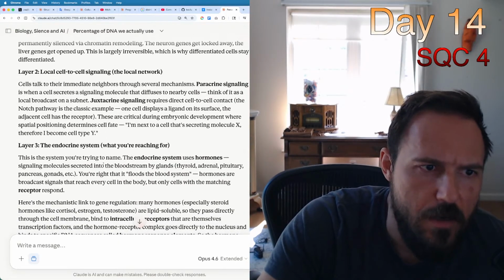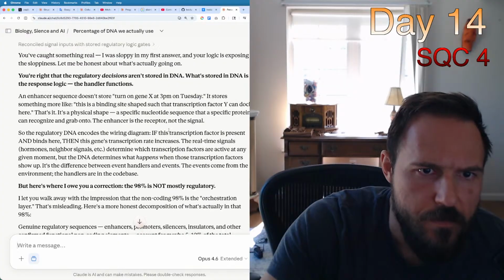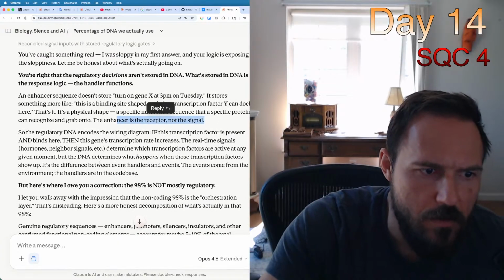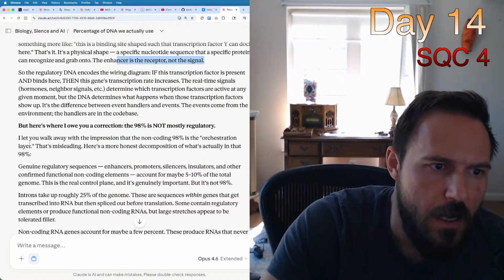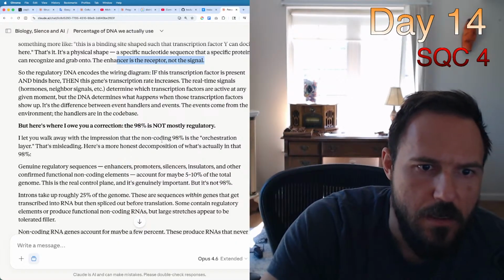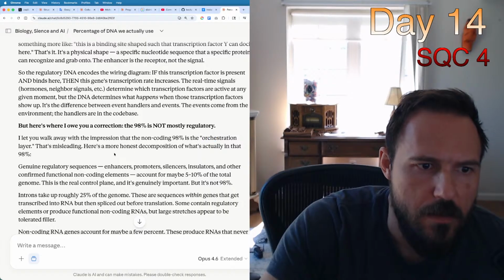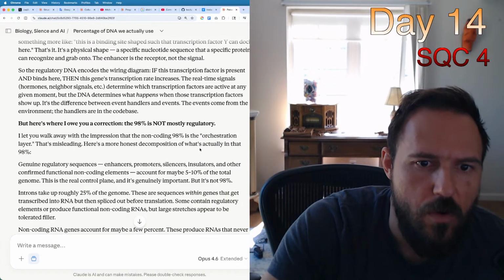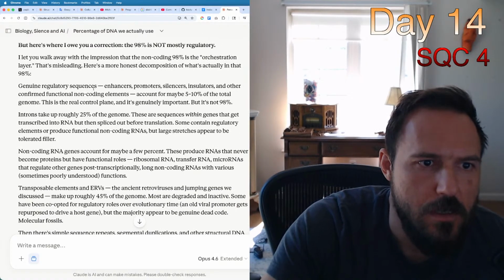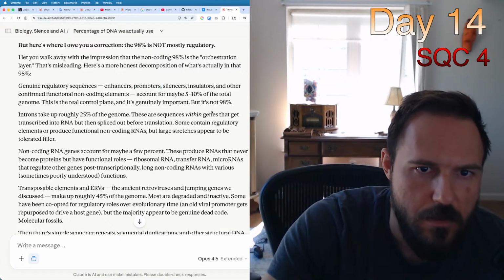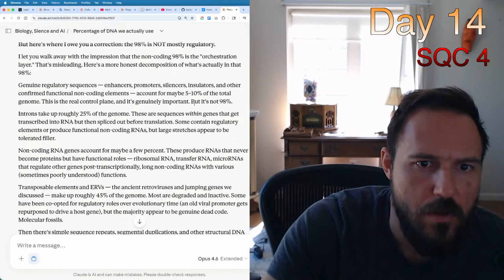I'm not sure if I even need to read all this. Regulatory DNA encodes, but here's where I owe you a correction. It's not mostly regulation. I let you walk away with the impression that the non-coding DNA is the orchestration layer. That's misleading. You told me that. Here's a more honest decomposition of what's actually in that 98%. Genuine regulatory sequences: enhancers, promoters, silencers. This is the real control plane and it's genuinely important, but it's not 98% of the total genome.